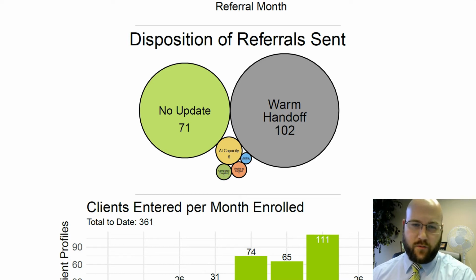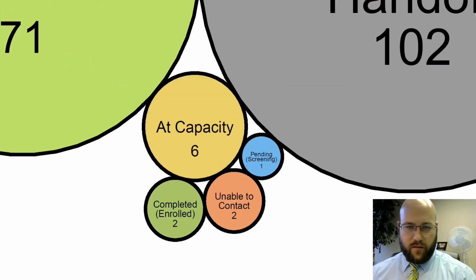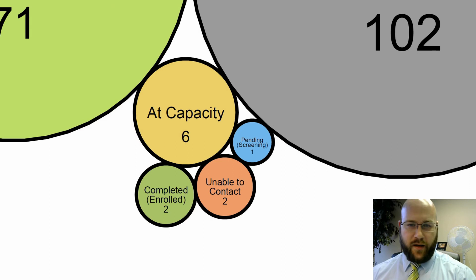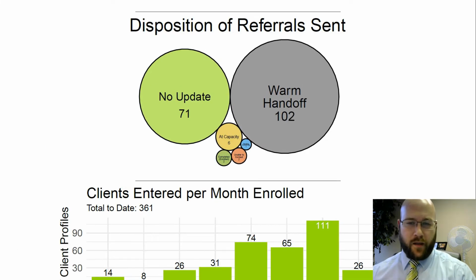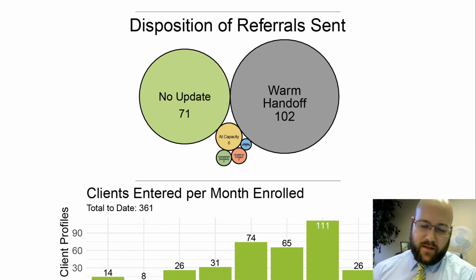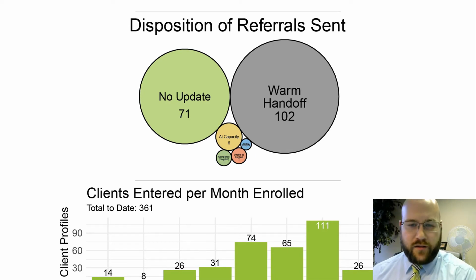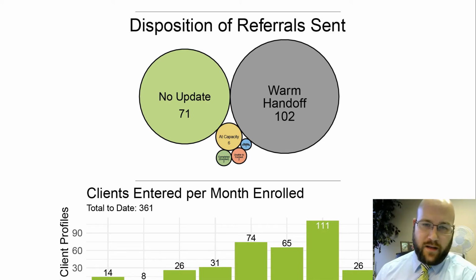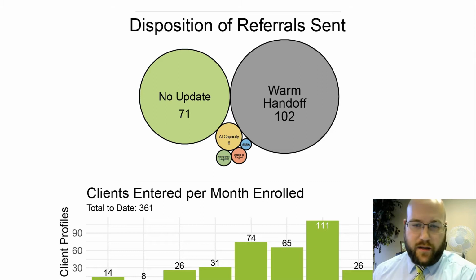A lot of these are from a single source. We've got quite a number that haven't been updated, and then here smaller, you can see we have a few that are at capacity, pending screening, unable to contact, and even a couple that were completed, enrolled. For your individual agencies, like I said, this will be a relative indication of how many referrals you've got out and what their statuses are.